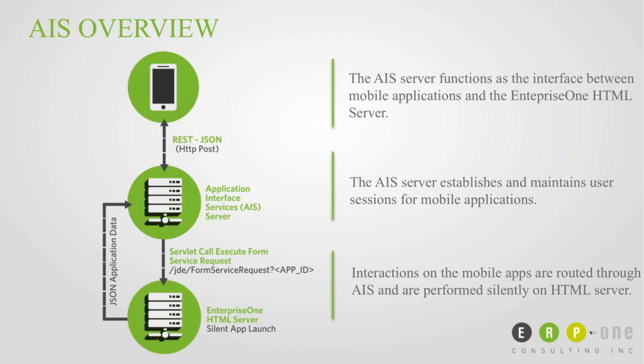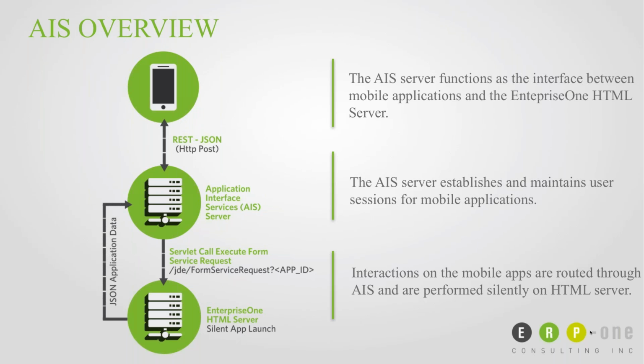So, to dive a little deeper into AIS, it sits between your HTML server in JD Edwards and your phone. In this graphic, you can see our one example of a cell phone up at the top, and our HTML server in JD Edwards at the bottom, and the AIS server sitting in the middle. And again, as I mentioned before, it acts like an interpreter, and it does a number of different jobs as this middleman in the process.